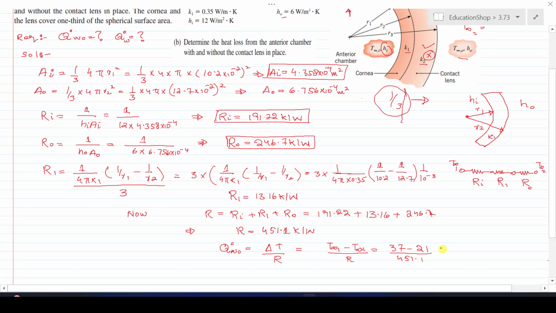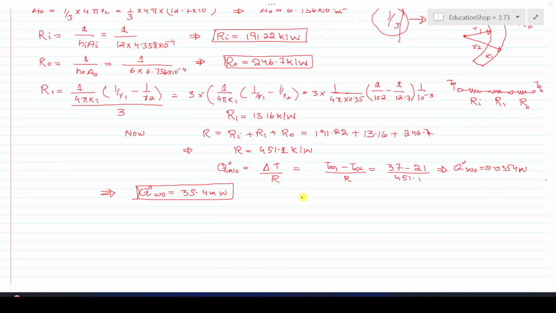Solve this on calculators. You will get the amount of heat transfer without lens, that is equal to 0.0354 watt. Multiply with 1000 and you will get the amount of heat transfer without lens, that is 35.4 milliwatt. Now let's come toward the second case, when the contact lens is provided over the cornea. Let me draw its diagram for the sake of simplicity.